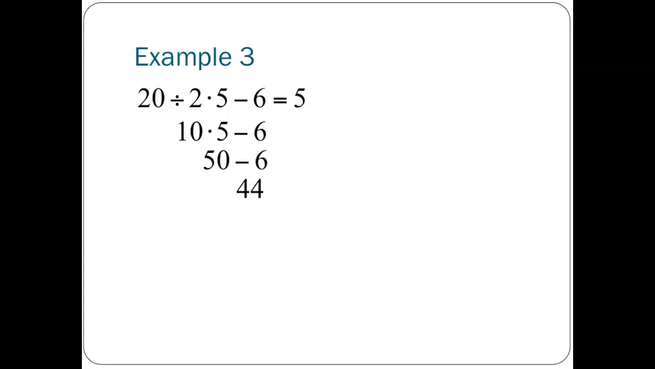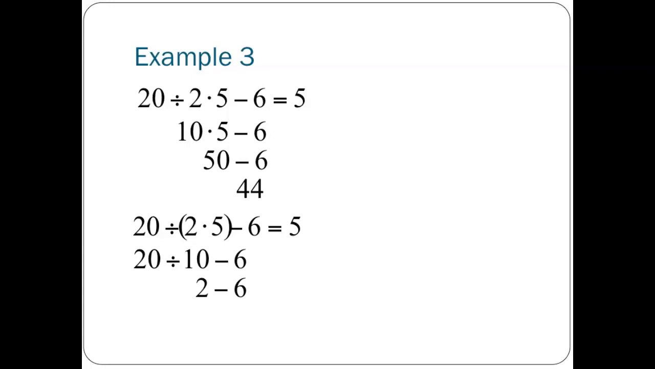So let's try putting the 2 and the 5 inside the parentheses. So this forces you to do the multiplication first instead of the division. So this will definitely be different. This is 20 divided by 10 minus 6. And then you do the division. So we have 20 divided by 10, which is 2, minus 6. And that's equal to negative 4. Okay, we definitely got something different, but not exactly what we wanted. So we're going to have to try something else.